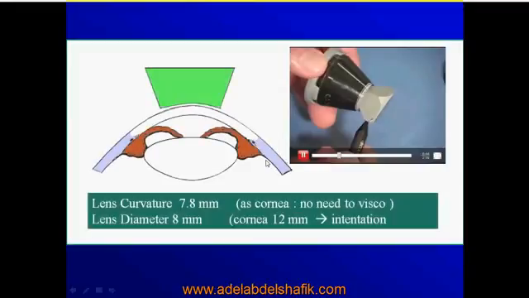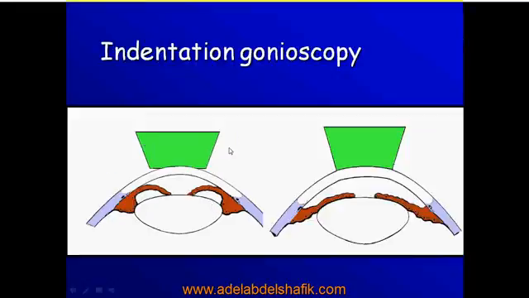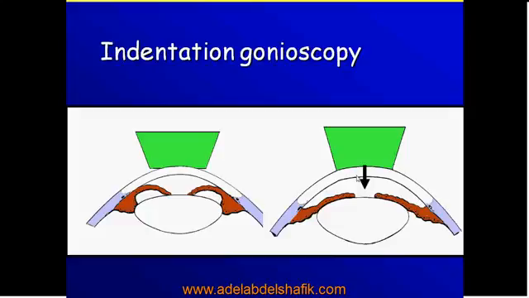The Posner lens has an advantage: it has a curvature similar to that of the cornea, so we can just apply it directly to the cornea. We don't need to put any viscous material. Also, this lens has a diameter of 8 millimeters, while the cornea has a diameter of 12 millimeters, so we can indent the cornea with this lens. Indentation means that we are going to press on the cornea.